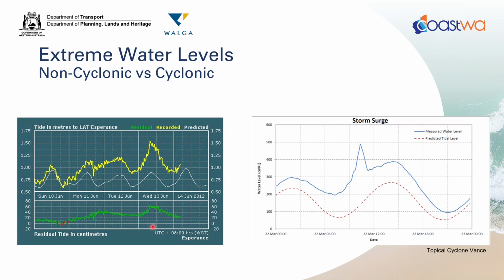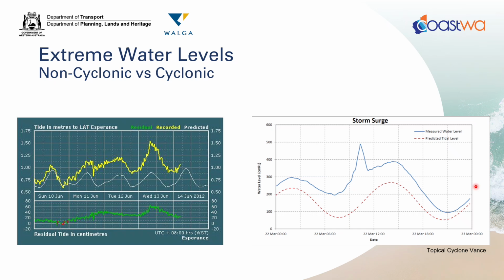So you can see in this particular event, we had a total water level of around about 1.5 meters relative to the lowest astronomical tide at Esperance, and the total, I guess, residual as a result of that was around about 60 centimetres. So this is reasonably typical for the types of events that we get down in the southern portions of the state.